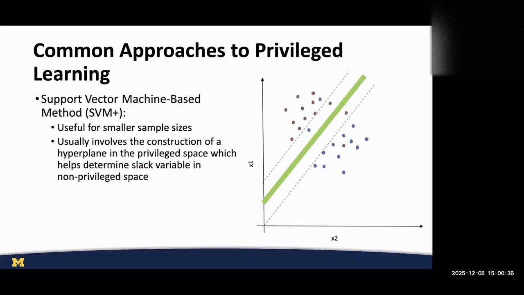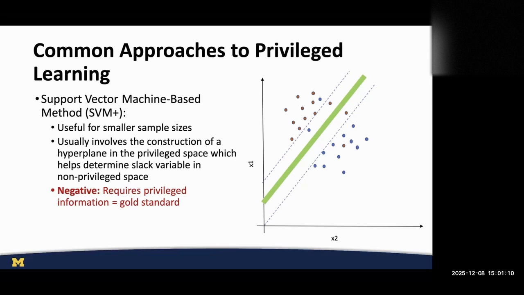If we have a smaller sample size, we could use something like the SVM Plus. SVM Plus was also created by Vladimir Vapnik, who created the support vector machine. It involves the development of a second hyperplane in the privileged space, which is used to predict the slack variables in the non-privileged space.